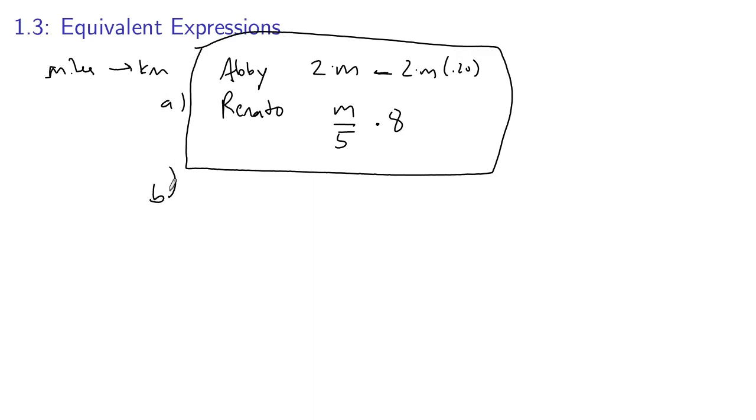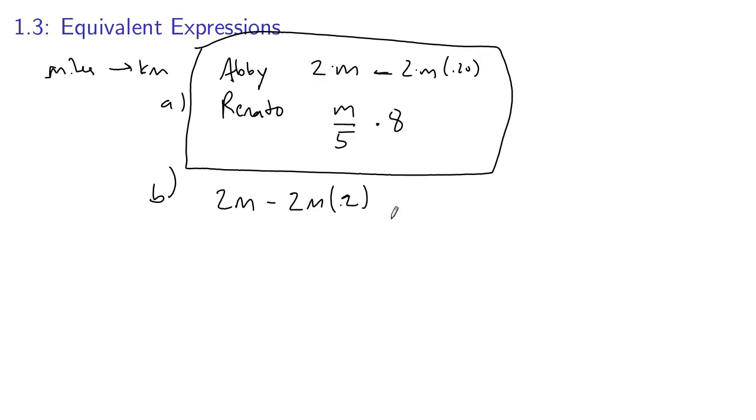Part B, decide if the two methods give the same answer. Well, they can only give the same answer for all values of m if they are equivalent. They have the same value for all values of the variables. So let's take Abby's way, 2m minus 2m times 0.2, and see if we can do operations on it which will keep the equivalence the same to get to Renato. If we can do that, we can show how they're the same by a string of equivalences.